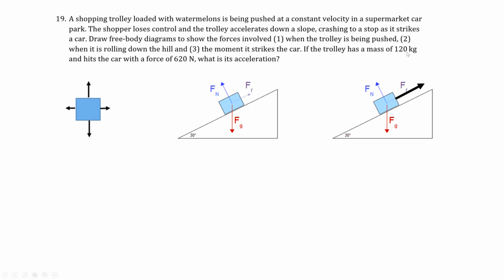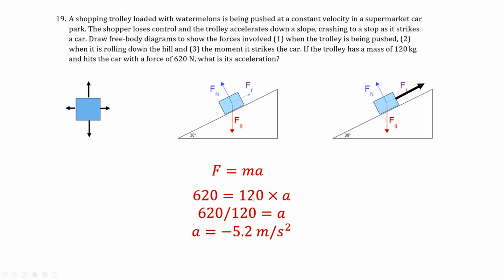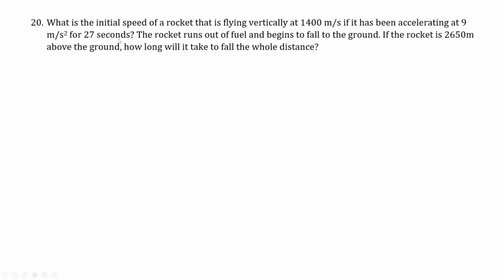If a trolley has a mass of 120 kilos and hits a car with a force of 620 newtons, what is its acceleration when it hits the car? Force is mass times acceleration. 620 equals 120 times acceleration. So acceleration is minus 5.2 meters per second squared. It's minus because it's slowing down. Got a few different aspects to this one.